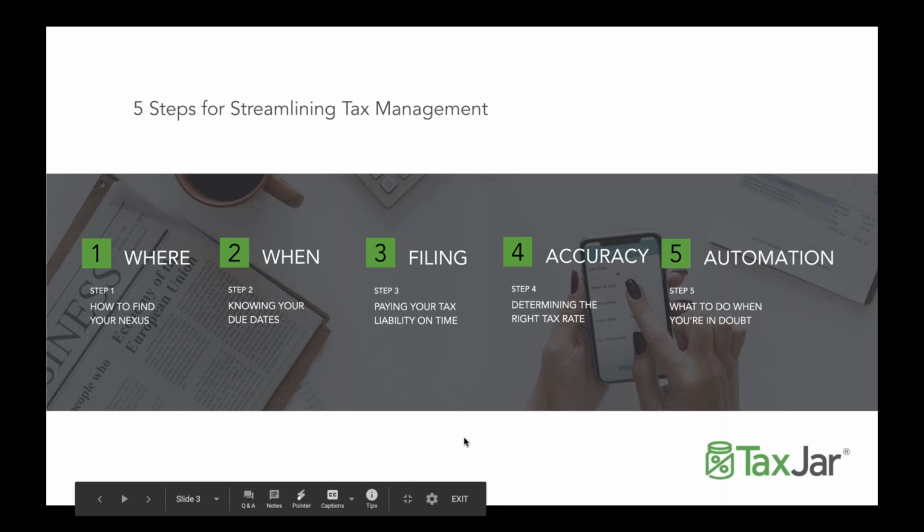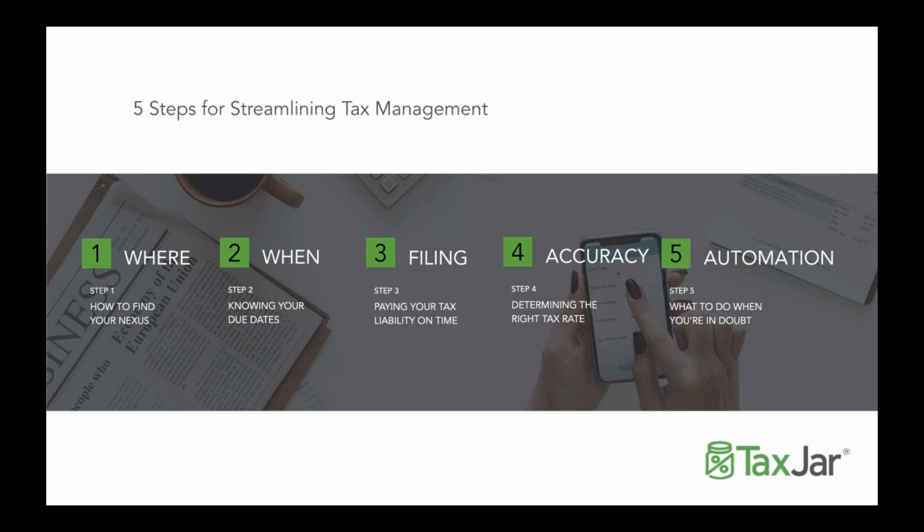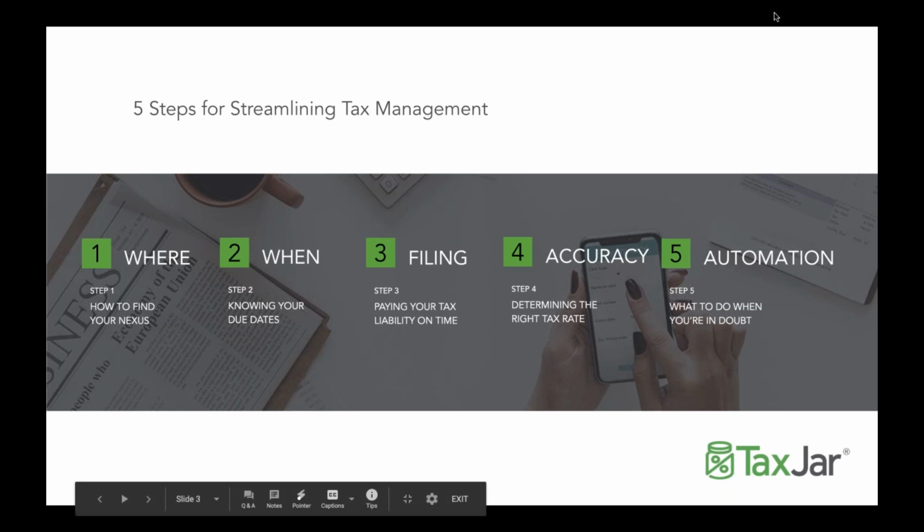So jumping into things on the TaxJar side, what I'm going to be discussing is really 5 main steps for streamlining your sales tax management. That involves determining where you have nexus, understanding when you need to file your sales tax returns, the actual filing process and being compliant, accuracy, so determining the correct sales tax rate to collect and remit, and then lastly, when in doubt, how to automate your compliance.